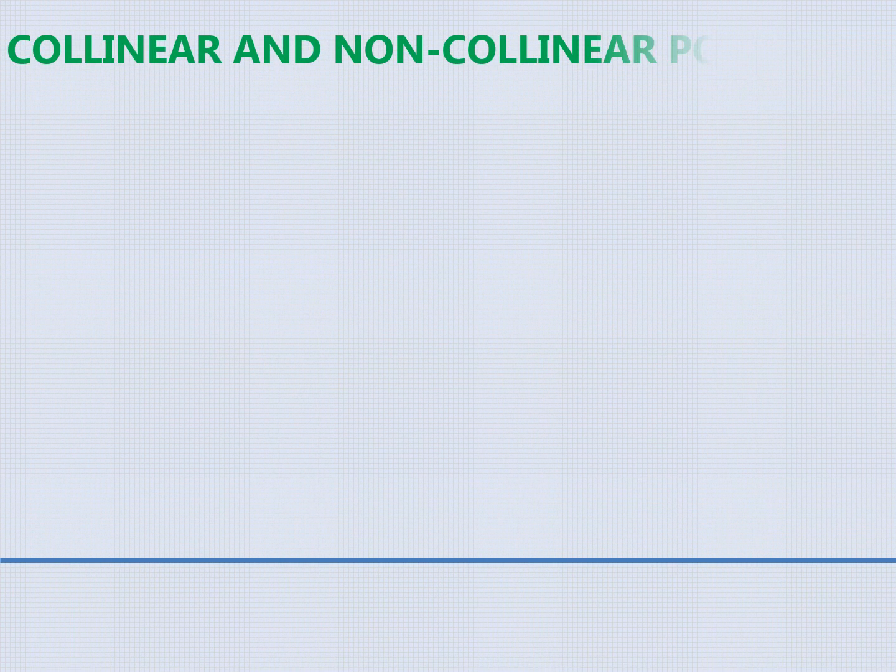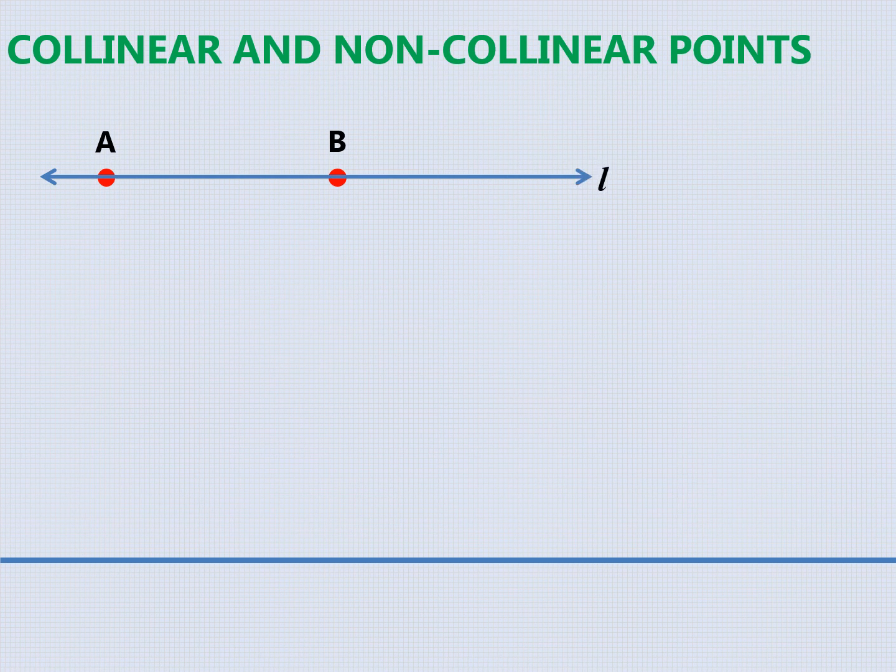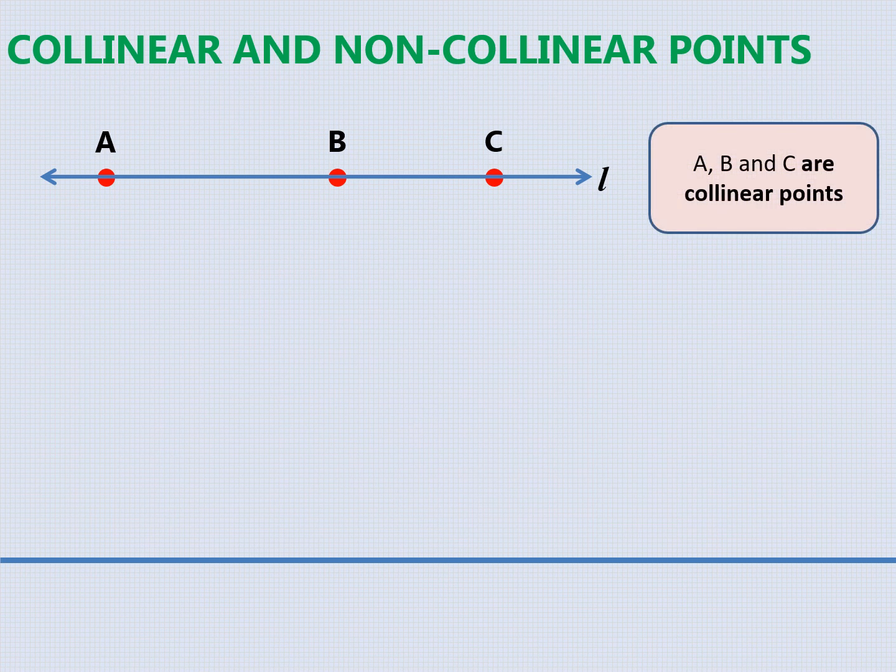We have learned that one and only one line can be drawn passing through two given points. Let us consider 2 points A and B. We can draw a line L passing through these points A and B. Now if a point C also lies on the same line as A and B, then we can see that the points A, B, C are all in the same straight line. Such points are called collinear points.